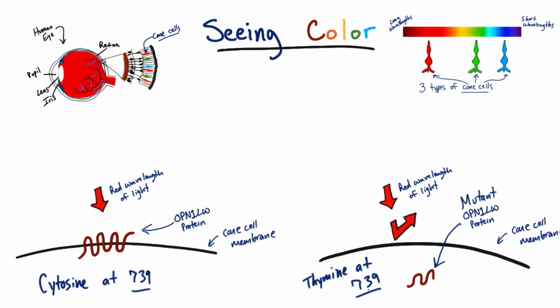Now, in the case of the premature stop codon that we just talked about in the last exercise, the change from a cytosine to a thymine causes a severely shortened protein that doesn't actually make it to the membrane. So now the cone cell can't detect the red wavelength of light and it just bounces away.